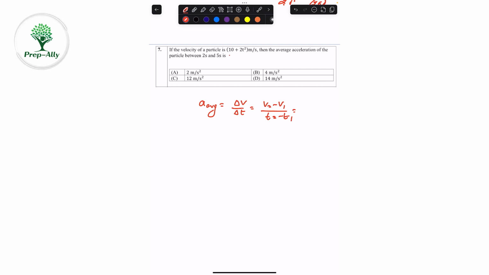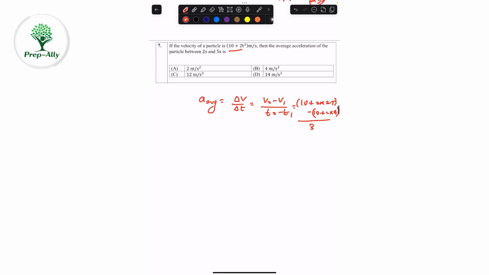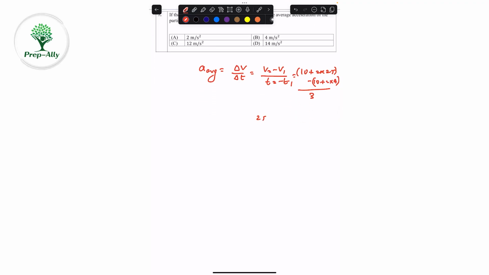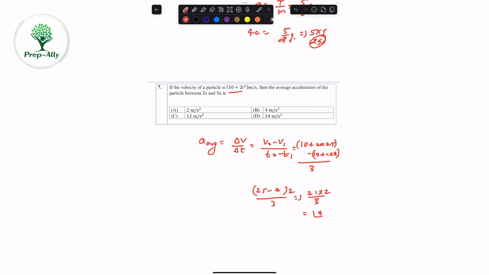v2 at 5 seconds, if I put 5 in here, it will be 10 plus 2 into 25, and then subtraction of v1 which is at 2, so it will be 10 plus 2 into 4, and then divided by time change, which is 3. So it will be 25 minus 4 into 2 by 3, which will give me 21 into 2 by 3, which is 14. So acceleration average will be 14 meter per second, which is option number D. So D is the answer, and this is how you can solve these types of questions.